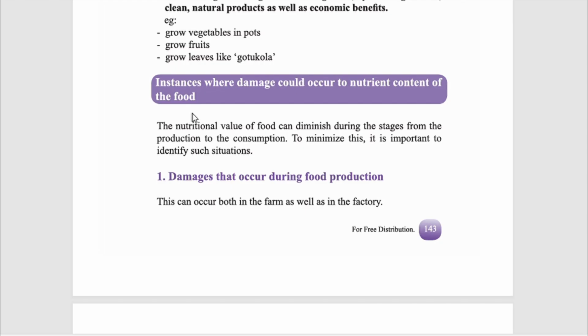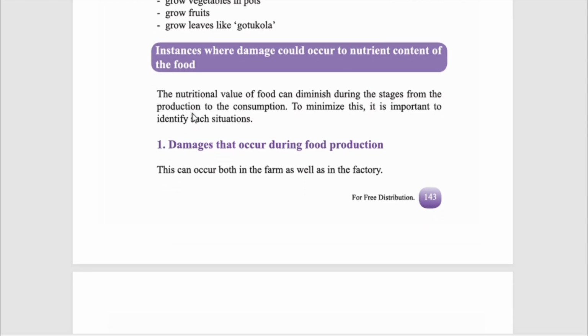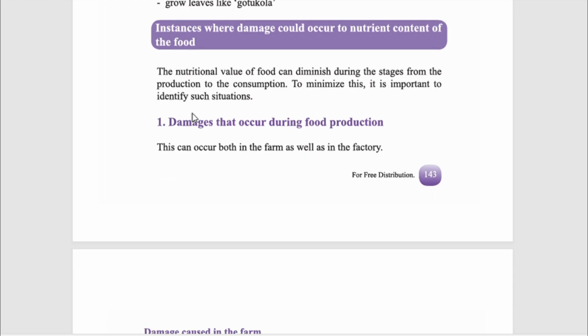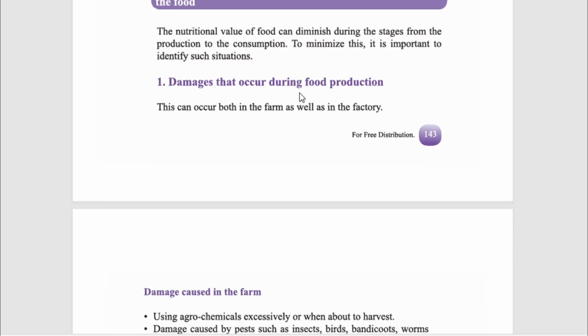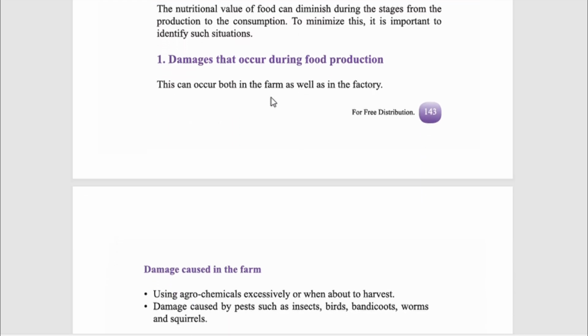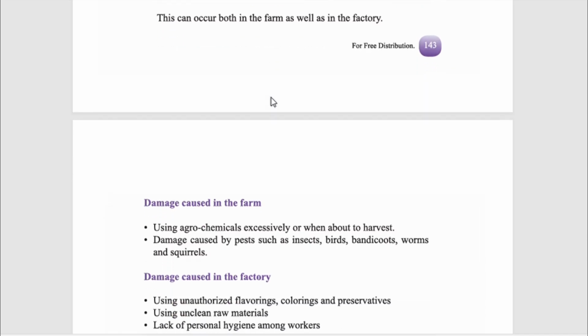Now, instances where damage could occur to the nutrient content of the food. The nutritional value of food can diminish during the stages from production to consumption. To minimize this, it is important to identify such situations. Damages that occur during food production can happen both on the farm as well as in the factory.